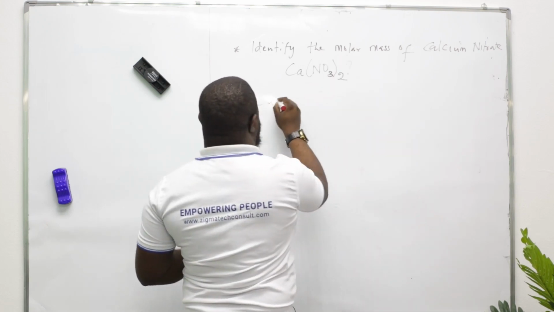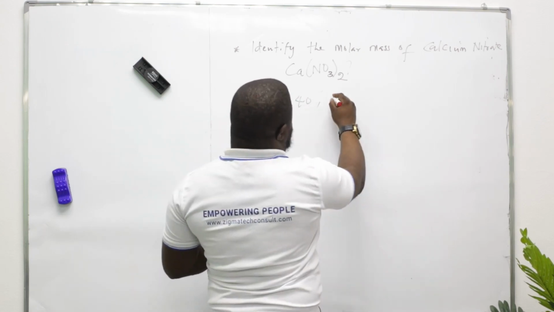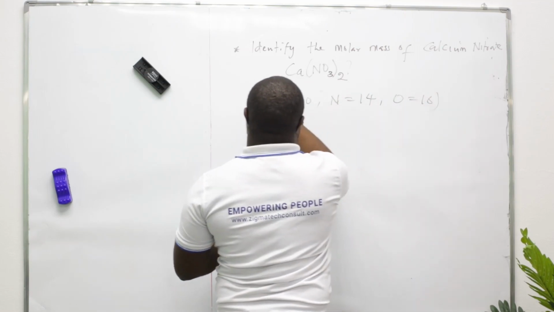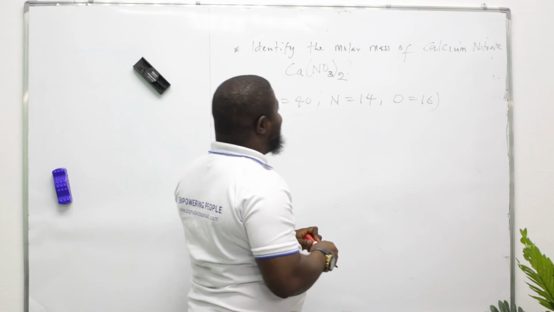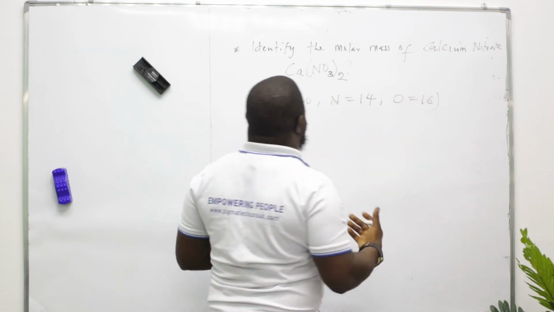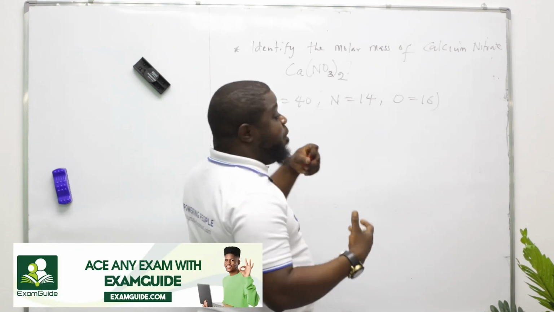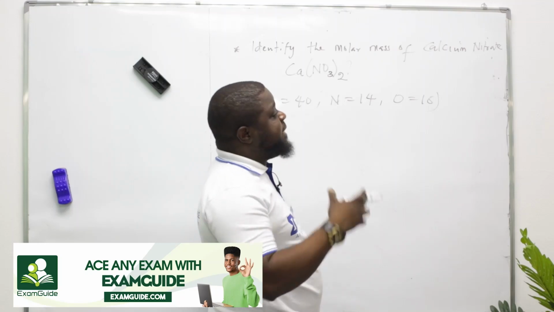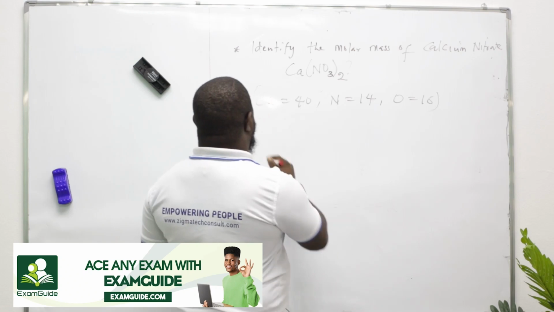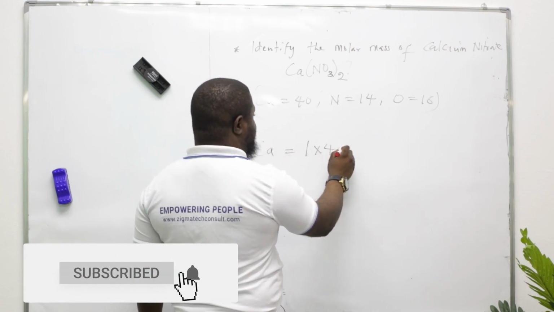And they gave you Ca as 40, N as 14, and O as 16. This one is somewhat confusing. Now, we are going to do the same rule: calculate the number of atoms present in the element by the mass number. For calcium, it is 1 times 40.